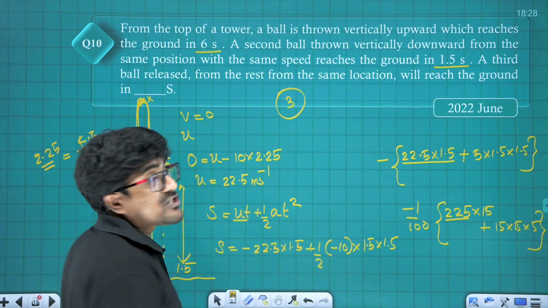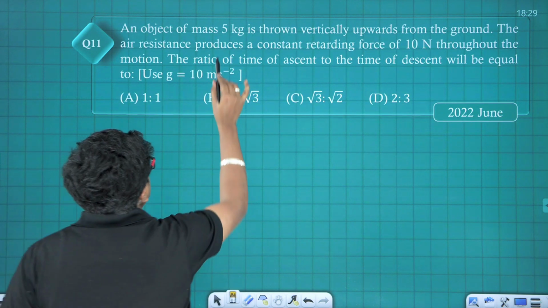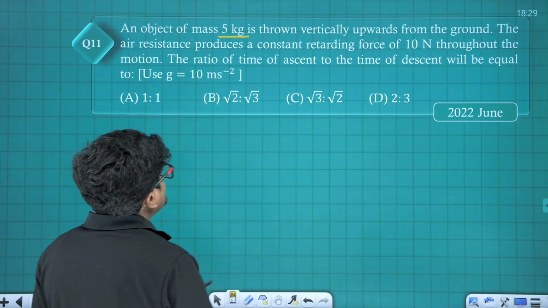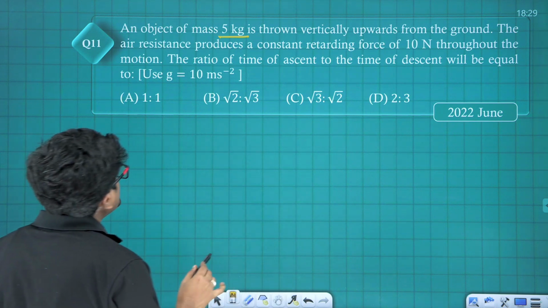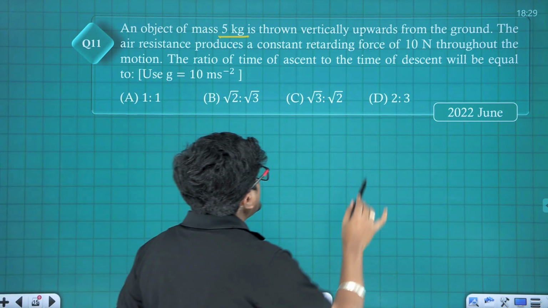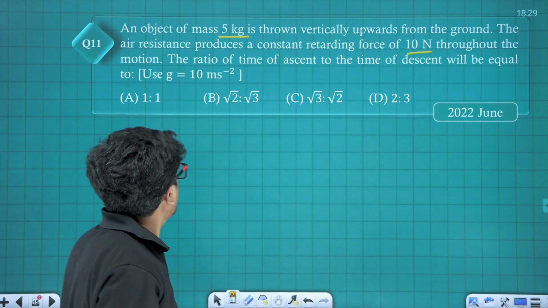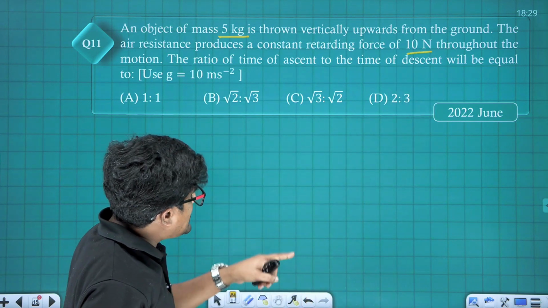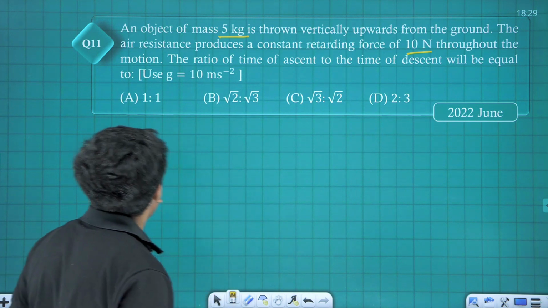Now let's move to question number 11. The question says, an object of mass 5 kg is thrown vertically upward from the ground. The air resistance produces a constant retardation force of 10 Newton throughout the motion. The ratio of time of ascent to time of descent will be equal to. That is the question.